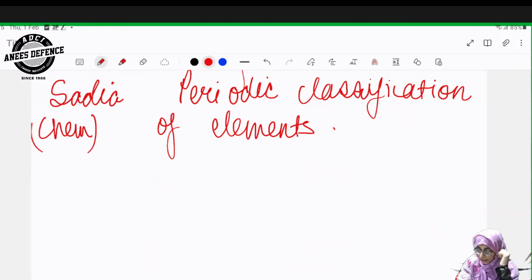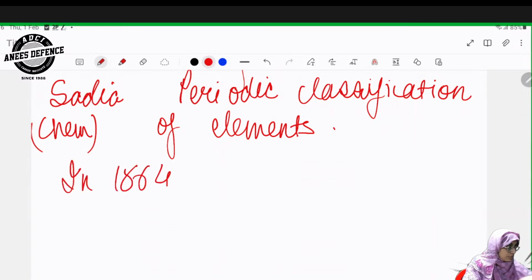So first we'll discuss the history of the periodic classification. The first chemist who gave this classification was Dobereiner. The law of triads by Dobereiner, in 1864.